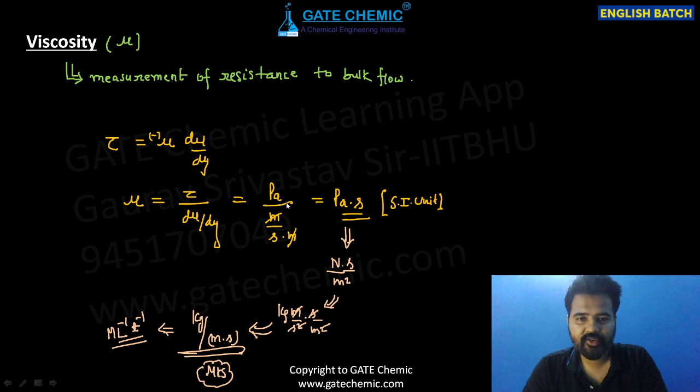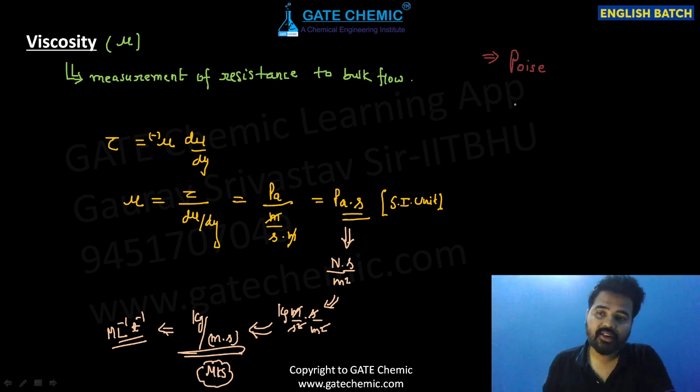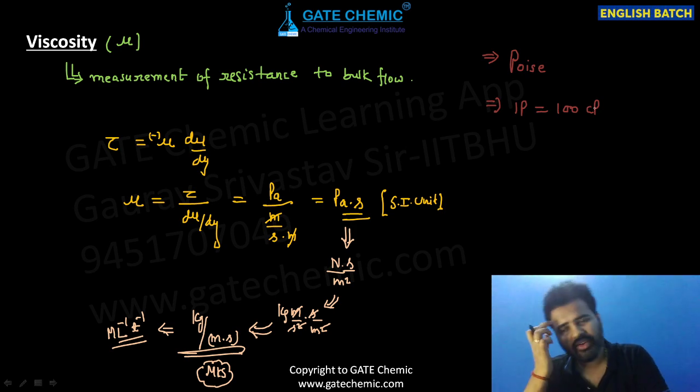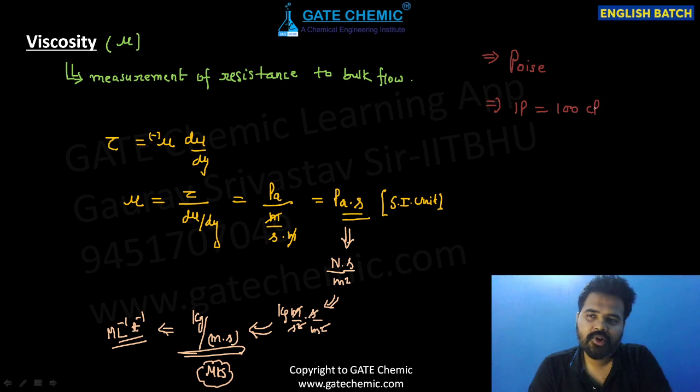Now, very good. See here, one more thing about viscosity. One more unit of viscosity is known as poise. You know what is poise? One poise equals 100 centipoise. So what is centipoise? Can you tell me what is centipoise? I asked about centipoise, not about poise. Tell me everyone, what is centipoise?